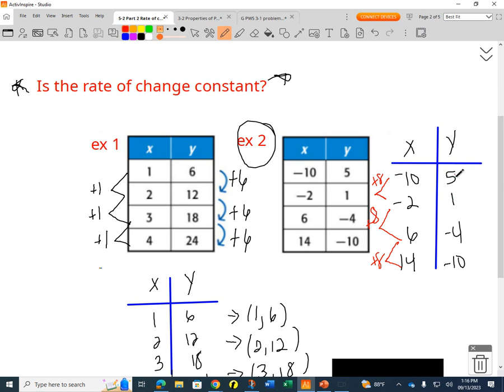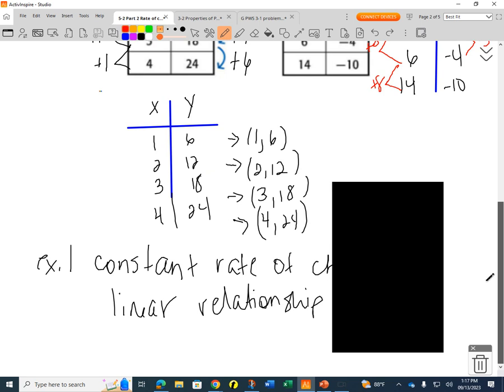So what do I do to get from 5 to 1? Subtract 4, right? And if I go from 1 to negative 4, what do I get? Negative 3, right? If I go from 1 to negative 5, I'm subtracting 5, right? So that's not equal. So I can stop right there. I'm all done. Example 2, it's not a constant rate of change.